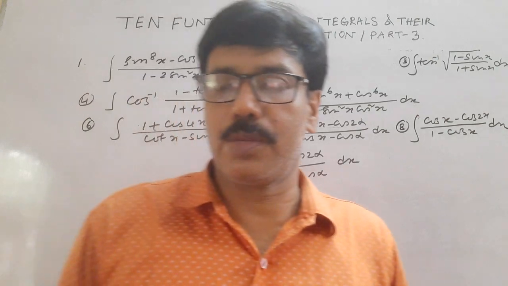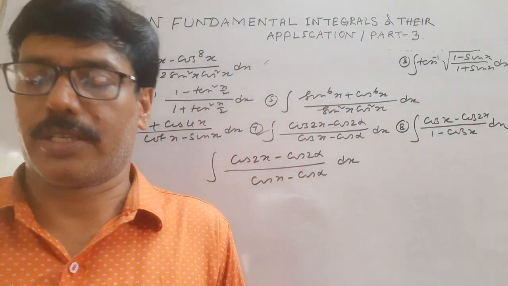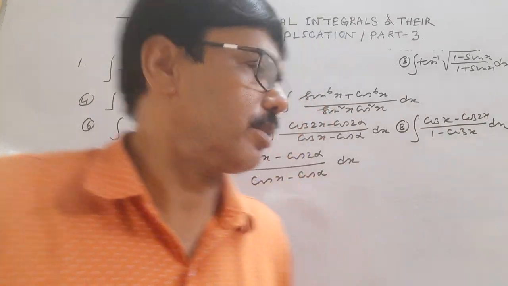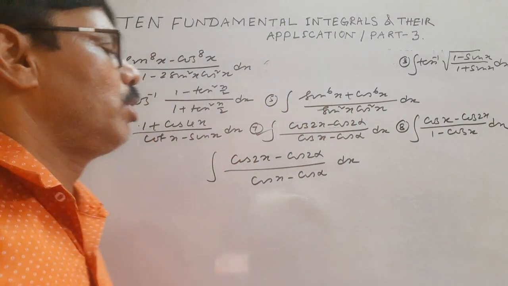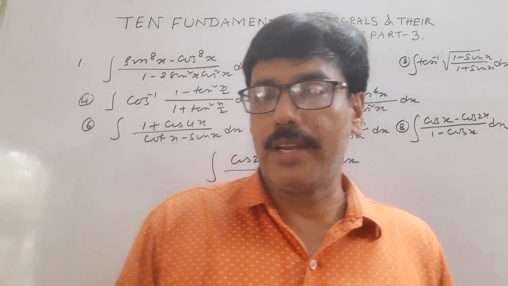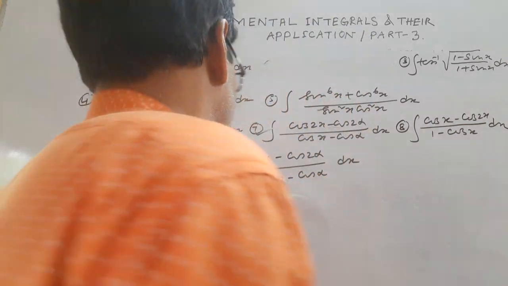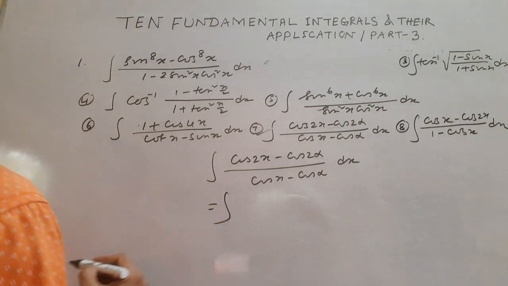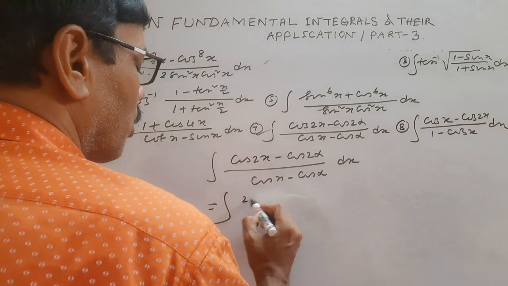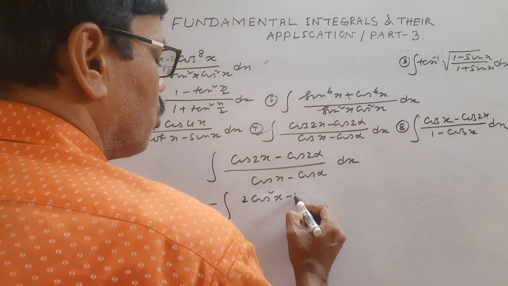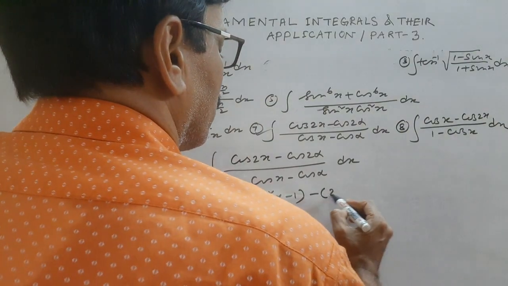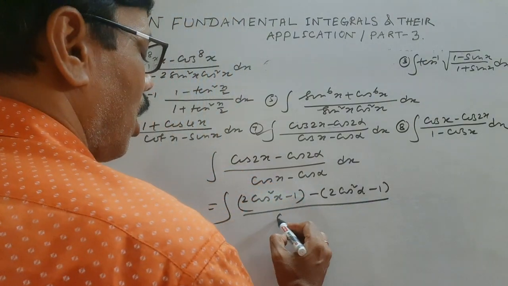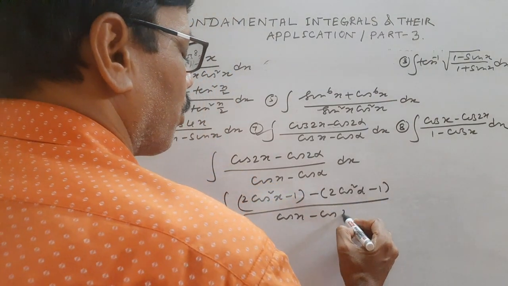So integration is performed with respect to x. Therefore, we consider alpha as constant. So what will be our main aim? To cancel the denominator. Now cos 2x, in terms of cos, the formula is 2 cos square x minus 1. This is 2 cos square alpha minus 1, divided by cos x minus cos alpha.